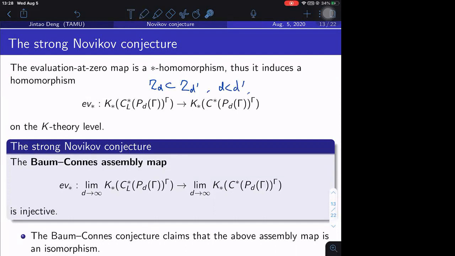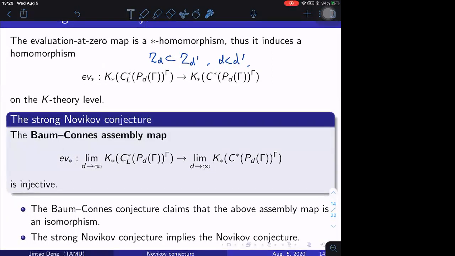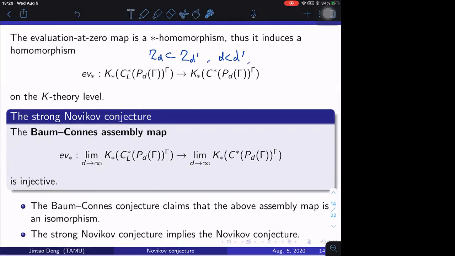So we will have the direct limit system of those algebras. We can consider all the D and use the inductive limit over D. If this evaluation at 0 map for all the D, we consider the inductive limit to put them all together. This is called the Baum-Connes assembly map. If this is injective, then we say the strong Novikov conjecture holds for gamma. And if it is an isomorphism, we say the Baum-Connes conjecture holds for gamma.